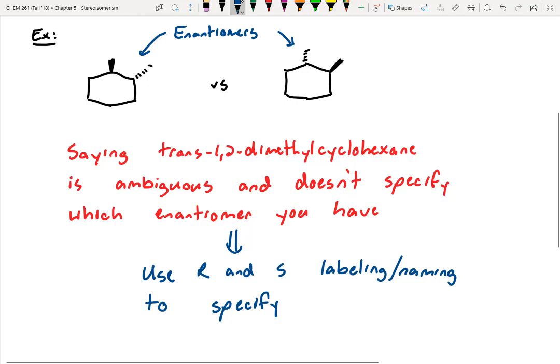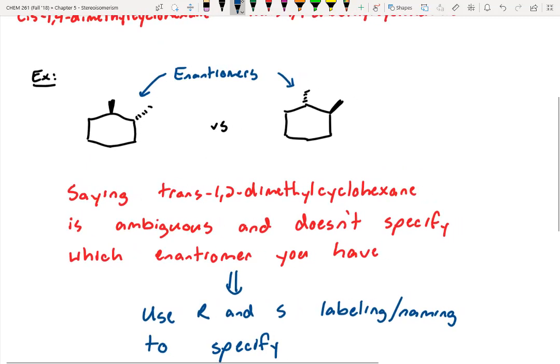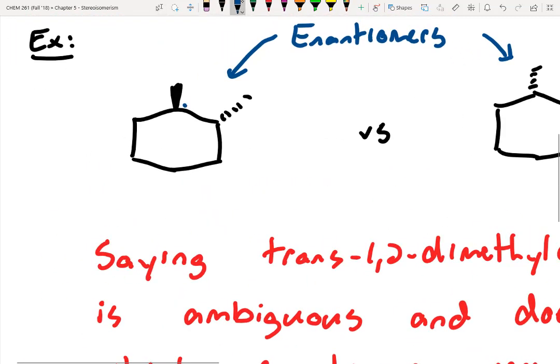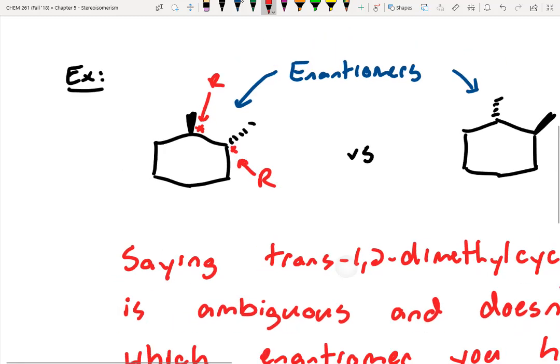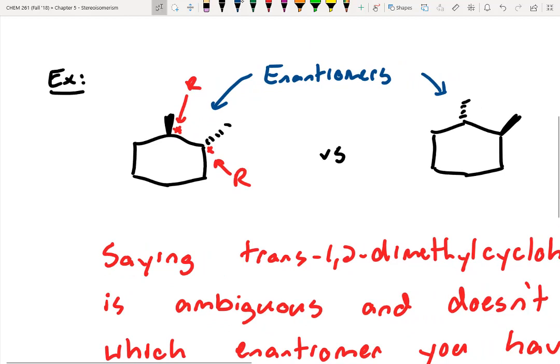How would you determine which is the highest priority one? Yeah, that's an excellent question. So let's actually try to assign R and S. Let's do this one first. What's this stereocenter? Okay, so that would be an R. What about this one? It would be R, right? So that would be 1R, 2R, 1,2-dimethyl cyclohexane.